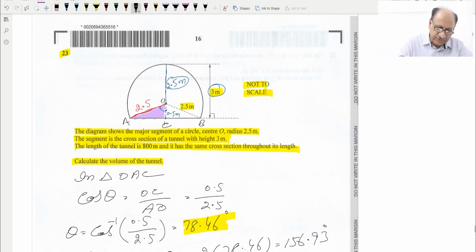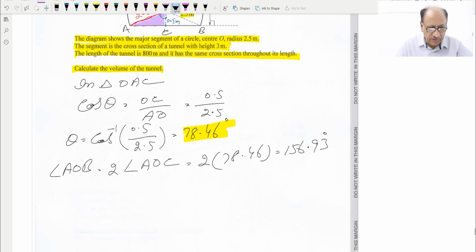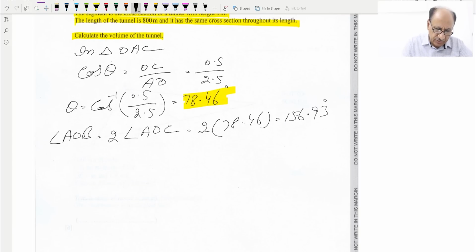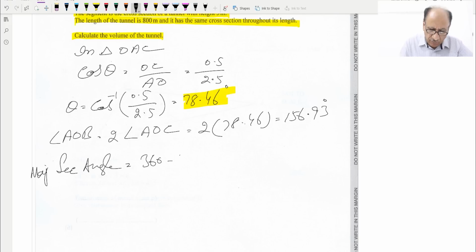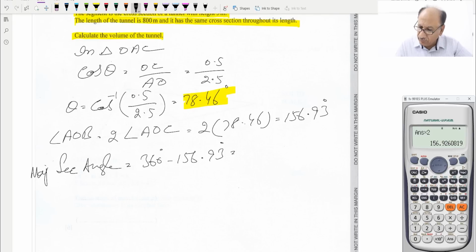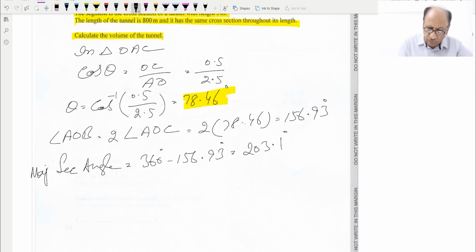Now we can find the sector angle. The sector angle starts from here till here, and this is the major sector. Major sector angle will be equal to 360 minus 156.93 degrees, which gives us 203.1 degrees. And now we can find the sector area.